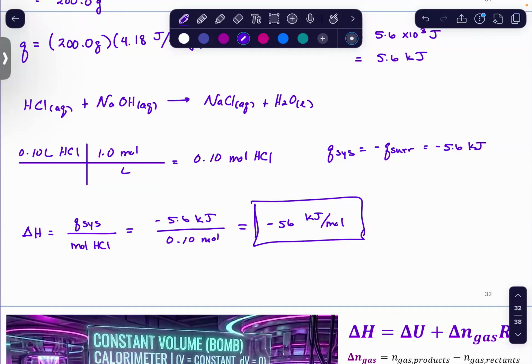If you run into a situation where your reactants are not equal, you'll end up dividing by the limiting reactant, the moles of your limiting reactant. So that's why it matters. This time we had equal amounts, so we didn't have to worry about it. But just in case you have different amounts, find out which one is limiting, and that's the number of moles you divide by, because that's the maximum amount of enthalpy that can be evolved from the reaction.